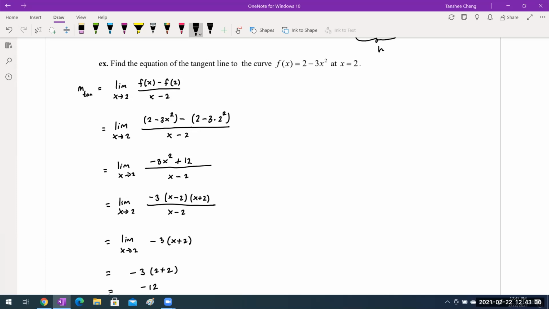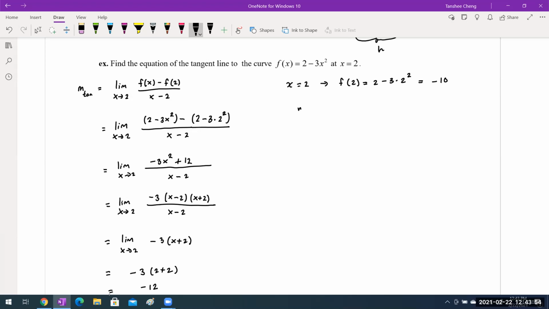Now that we got the value negative 12 for the slope of the tangent line, then we can find out where the point is, right? So we know that x is equal to 2. So therefore, that implies f of 2, which is going to be 2 minus 3 times 2 squared, which will be negative 10.